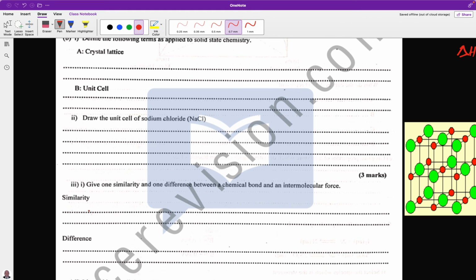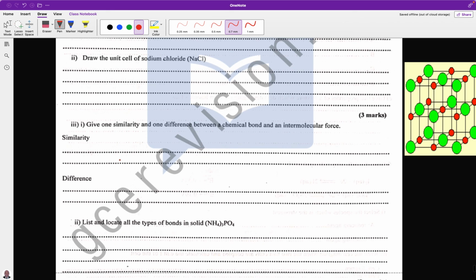Then, what is a unit cell? A unit cell is the smallest repeating unit of the crystal lattice. Or we can say it is the building block of a crystal lattice. In other words, it is the building block of a crystal lattice. That is all. So you can do it in that order.